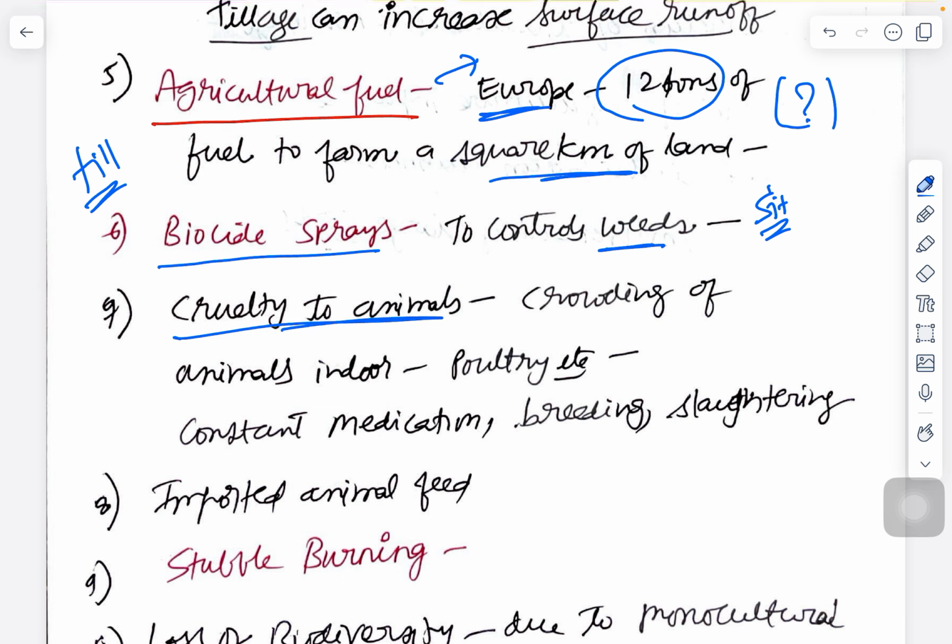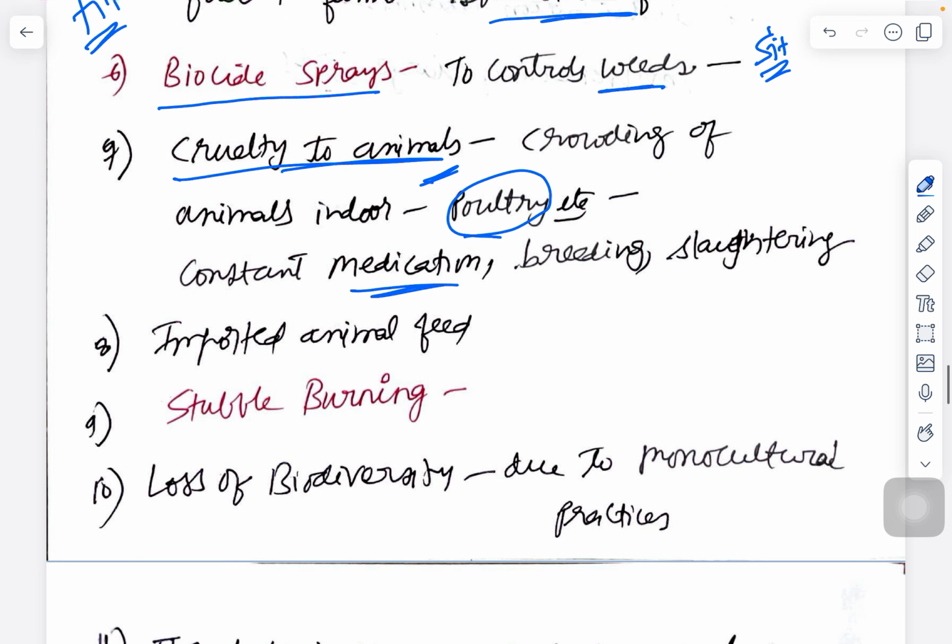And then cruelty to the animals. I can also think of, for example, in the case of poultry, in such an environment, how it is being done, or constant medication, etc., right? And then in modern agriculture, they show the stubble burning, and then loss of biodiversity due to monoculture practices. These are the common points.